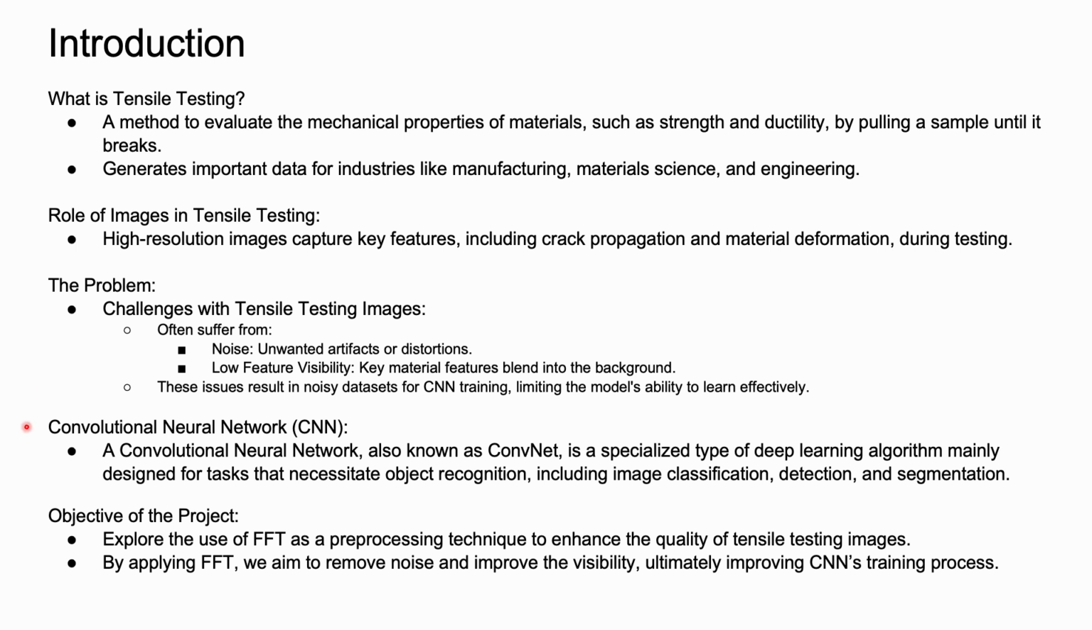CNN is a specialized type of deep learning algorithm mainly designed for tasks of object recognition, including image classification, detection, and segmentation. My objective in this project is to use fast Fourier transform or FFT to pre-process these images, removing noise and improving feature clarity to enhance CNN training outcomes.